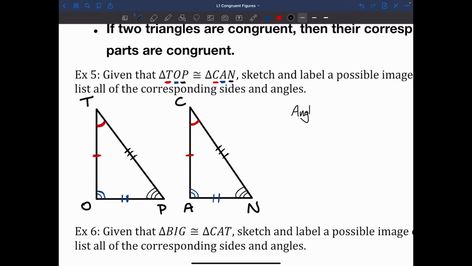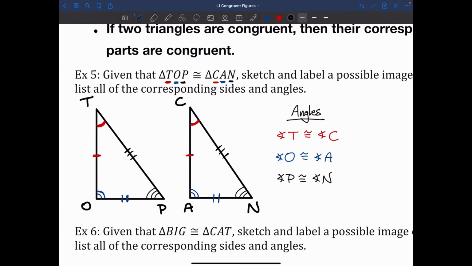So again, if I'm doing the angles, if I'm trying to match them up, angle T is congruent to angle C. If I wanted to be super specific, I would call it angle OTP and angle ACN. But if there's only one angle that's really around that part of the triangle, we're going to just use one letter. Keep going: angle O is congruent to angle A. Those match up. Angle P, to finish things off, is congruent to angle N.